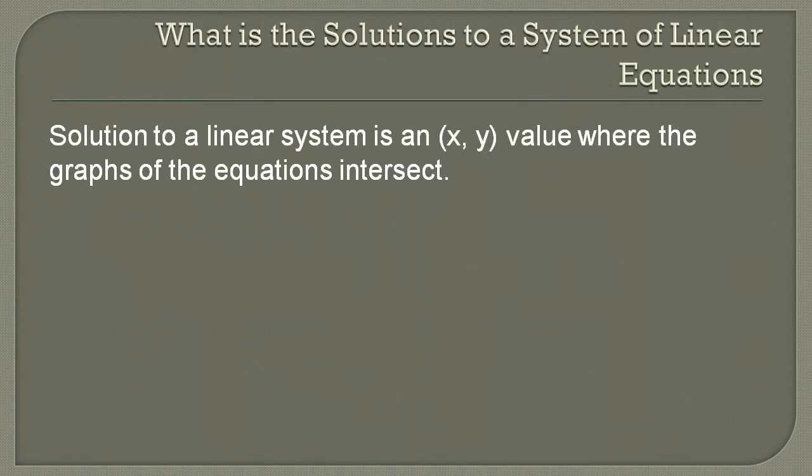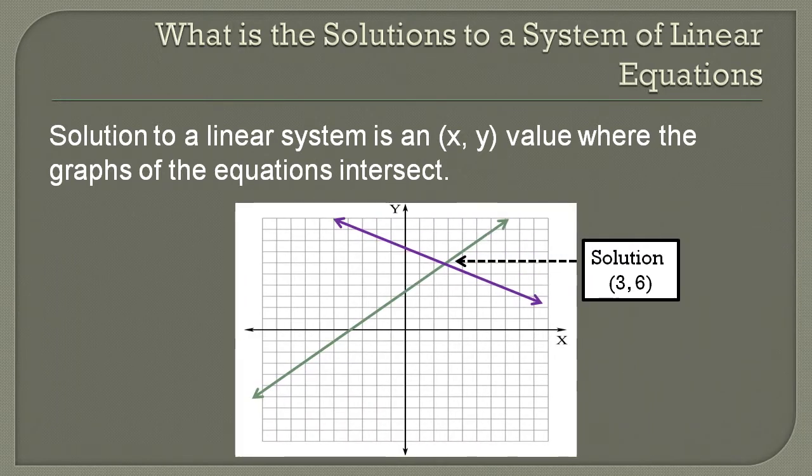y. A solution to a system of equations is an x and y value where the graphs of the equations intersect. My solution to this system of equations is x equals 3, y equals 6. This is where the two equations intersect.